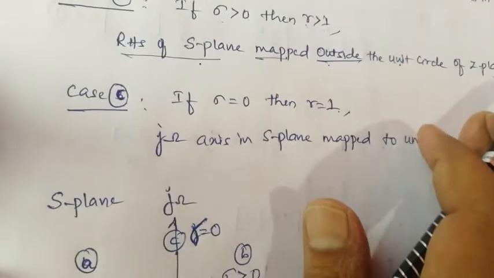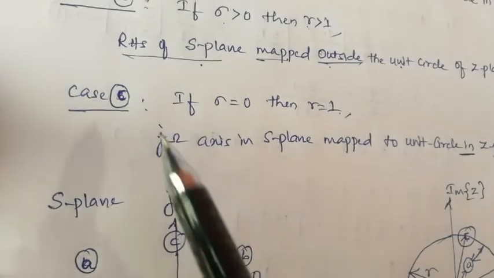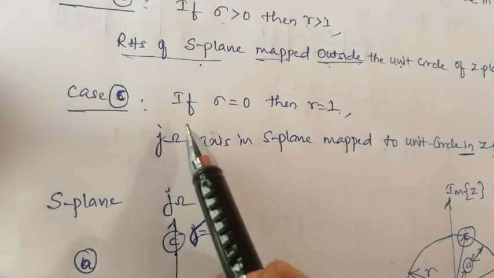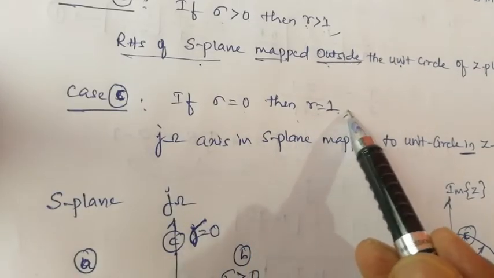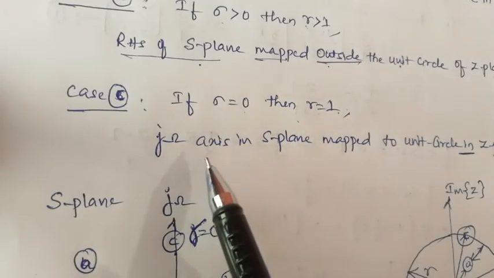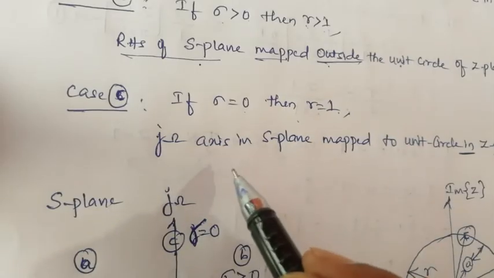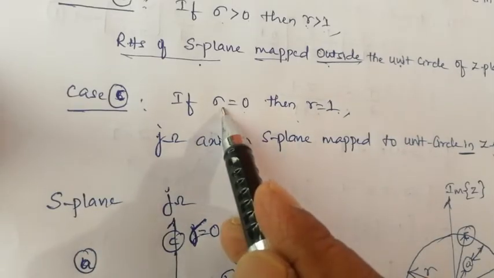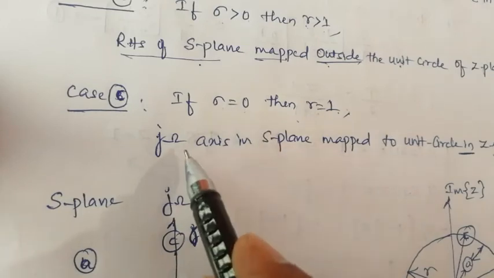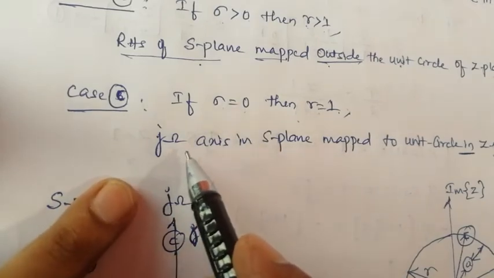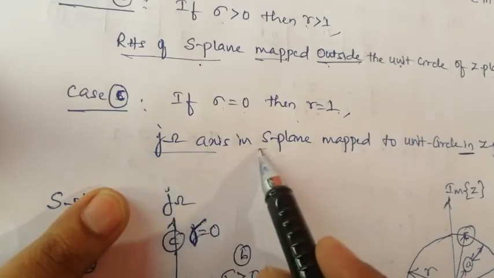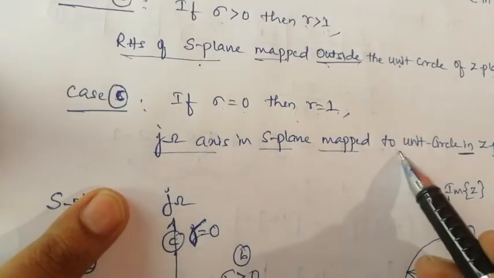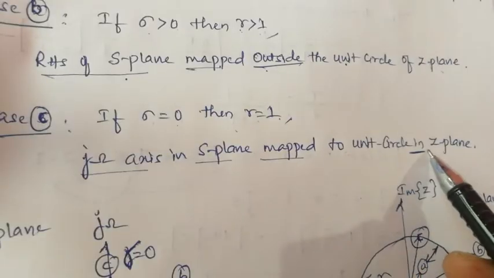Last case is about the imaginary axis. Case 3: if sigma equal to 0, then r equal to 1. We know that S equal to sigma plus j omega. If you substitute sigma equal to 0, then it is left with S equal to only j omega. Hence the j omega axis in S plane is mapped onto the unit circle in the Z plane.